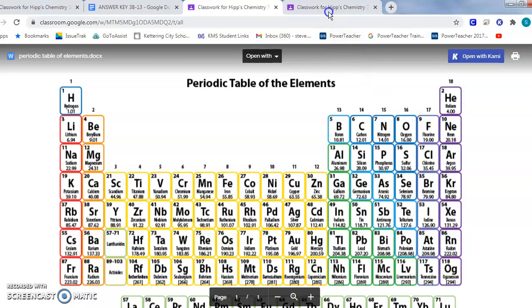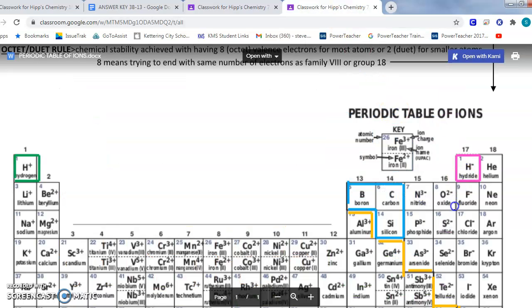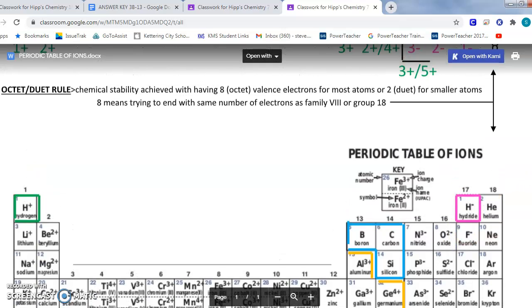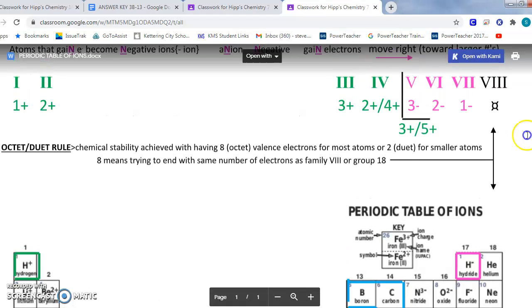Chemically stable. Another little trick to looking at these, for like oxygen. Here it does show you that it wants to be 2 minus. Why does it want to be 2 minus? Because oxygen is in Roman 6. If we add 2 electrons to Roman 6, we get Roman 8. So the pink one's up here.